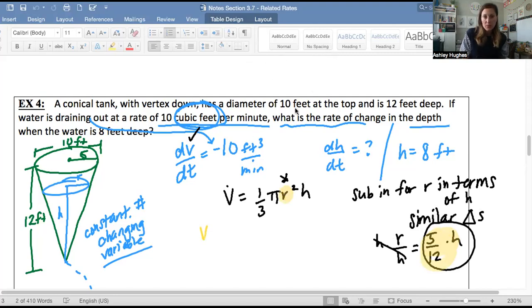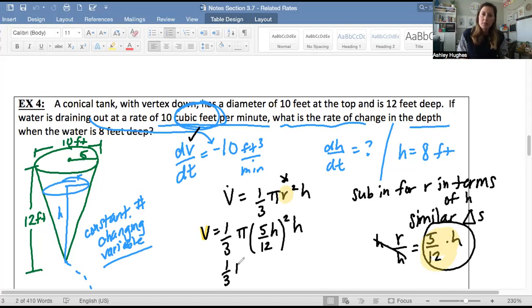So volume then is equal to 1/3 pi. Instead of writing r, I'm going to write 5/12 h squared times h. So then I got 1/3 pi, 5 squared is 25, 12 squared is 144, and h squared times h is h cubed. I don't ever multiply 1/3 in because when I take the derivative, the 3 is going to cancel with the 1/3. Now I can take the derivative.